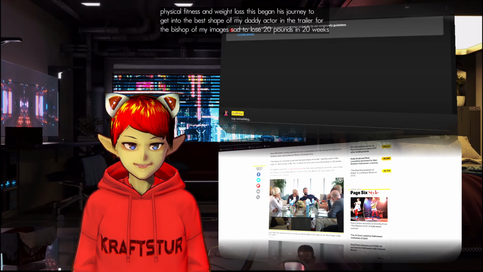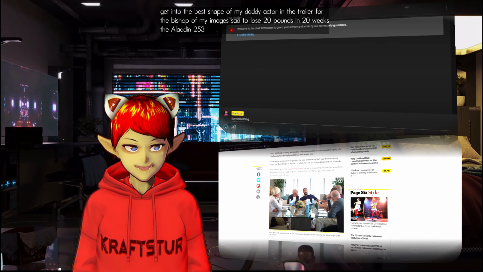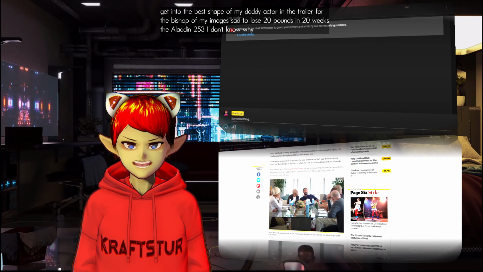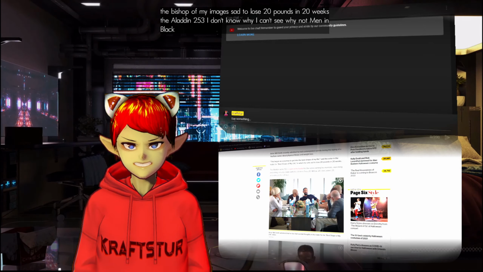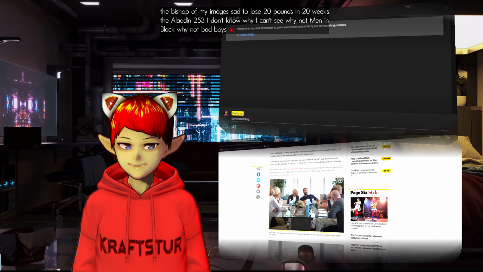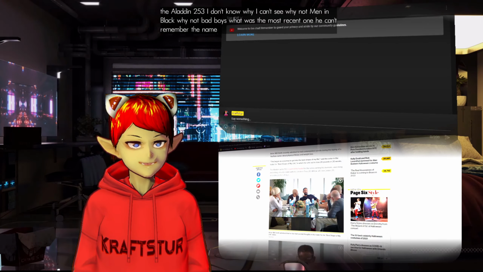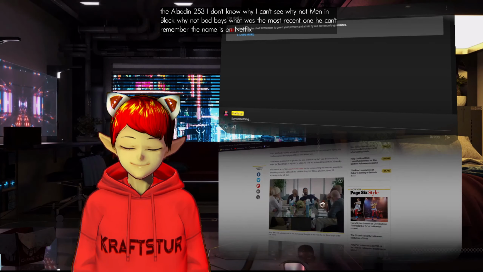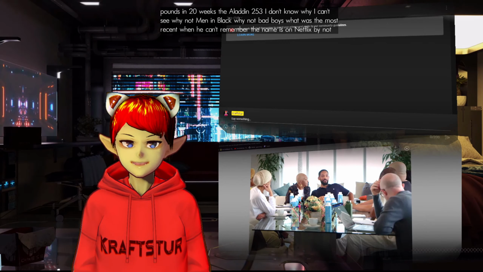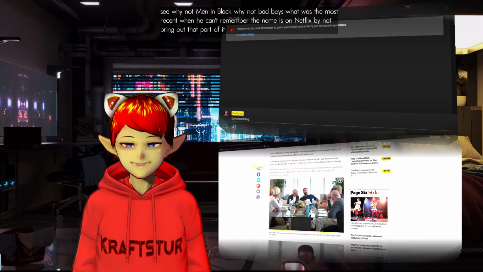The Aladdin actor, 53. I don't know why I'd call him the Aladdin actor. Why not Men in Black? Why not Bad Boys? What was the most recent one he did? Oh, I can't remember the name of it. It was on Netflix. It was pretty good. But yeah, why not bring out that part of it and discuss that?